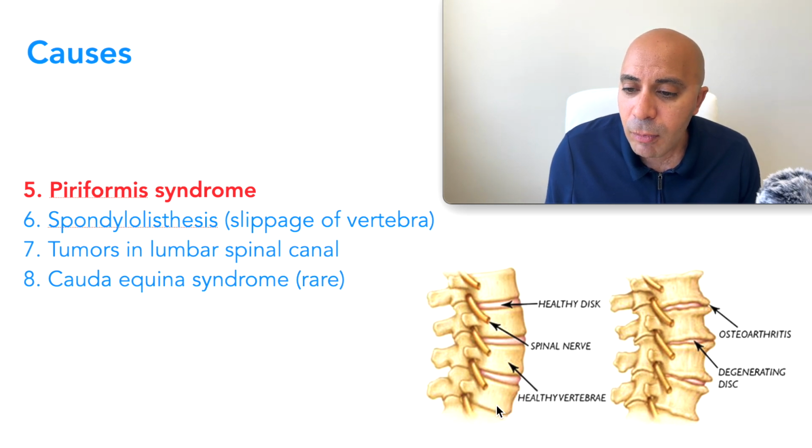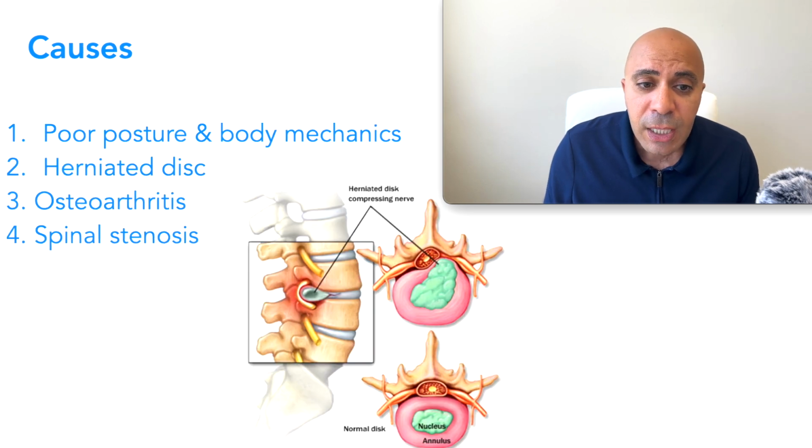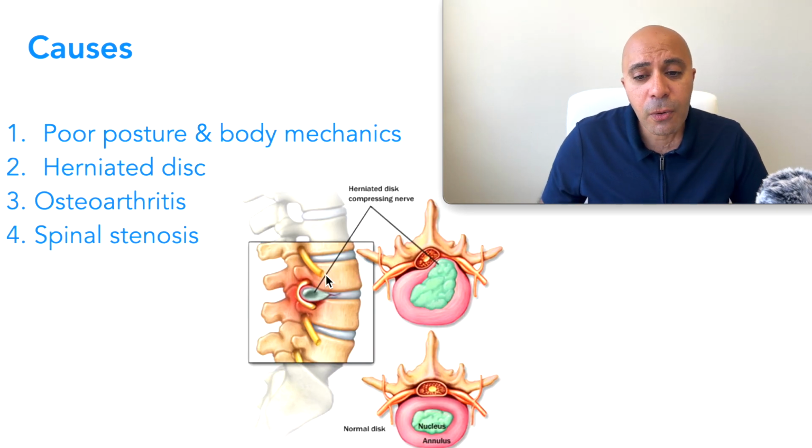In a healthy spinal column with the vertebrae, you will see even, clean lines between the disc and between the vertebrae. But when you have osteoarthritis, you start to have degeneration that compresses the disc and also compresses the nerve. So the third cause is osteoarthritis.